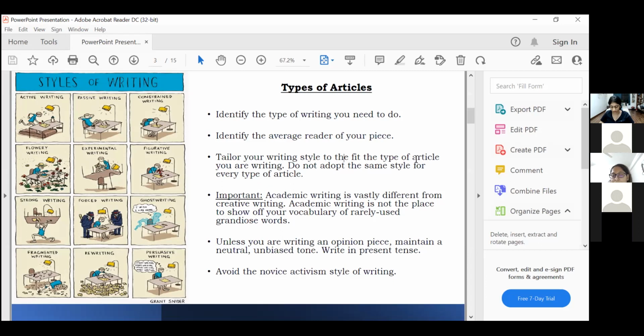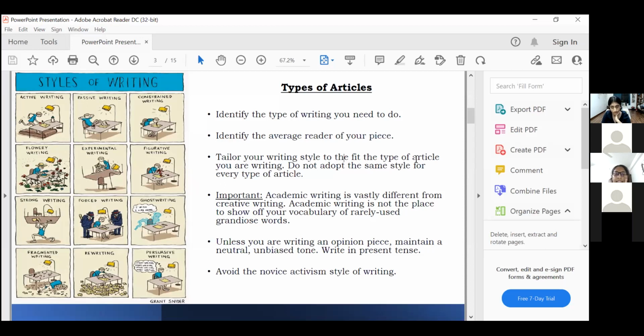So why is it different? Creative writing is the kind of piece where you get to show off your command over the language. If you are someone who is like the next Shashi Tharoor and you like big grand words, creative writing is the place where you show it off. Academic writing, not so much. It's not the place to show off your rarely used grandiose words. You keep it short, you keep it simple. And unless you are writing an opinion piece or an op-ed, you maintain a neutral, unbiased tone.